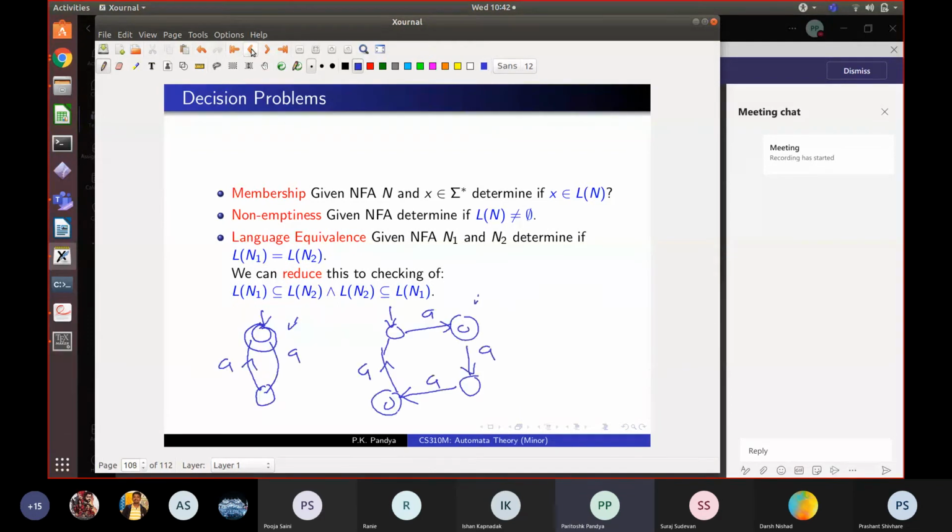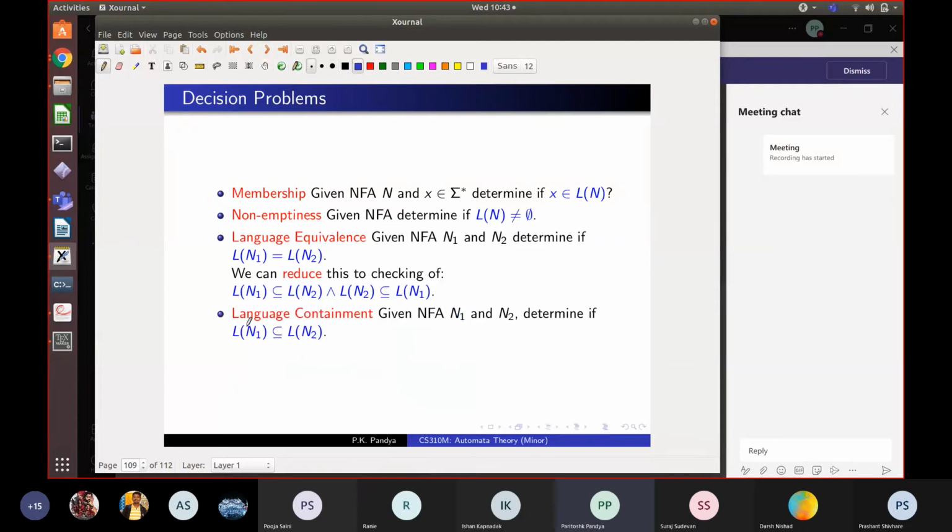Now, before that, to check whether two languages are equivalent, we can say that one is a subset of the other and the other is a subset of the first one. So you can reduce this equivalence checking to checking subsets. Two such checks will have to be made. I think there is no surprise here. So we can reduce language equivalence to checking language inclusion. That is, is the language of N1 included in the language of N2, and is the language of N2 also included in the language of N1?